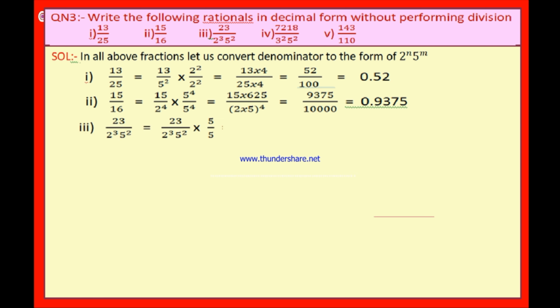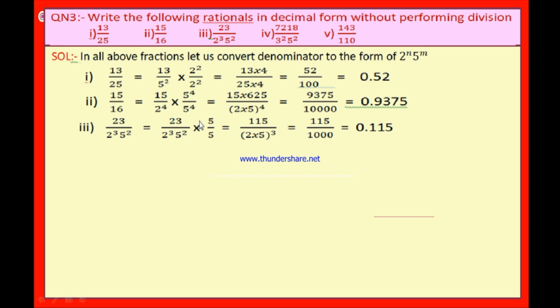Third bit, 23 by 2 cube into 5 square. You look at this. Here, the denominator is 2 cube into 5 square. If you multiply this with another 5, then it will be 2 cube into 5 cube. To make the exponents of both 2 and 5 equal, let us multiply numerator and denominator with 5.